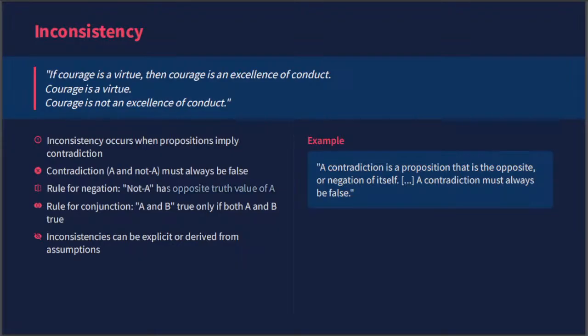So we're looking at truth values. Remember, these are binaries here. Rule for conjunction: A and B is true only if both A and B are true. Inconsistencies can be explicit or derived from assumptions. Now we're getting a little complex. An example here: a contradiction is a proposition that is the opposite or negation of itself. A contradiction must always be false.